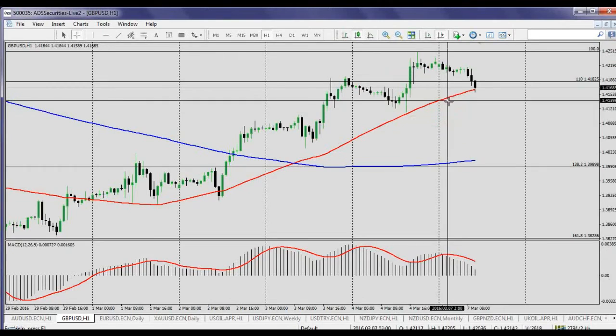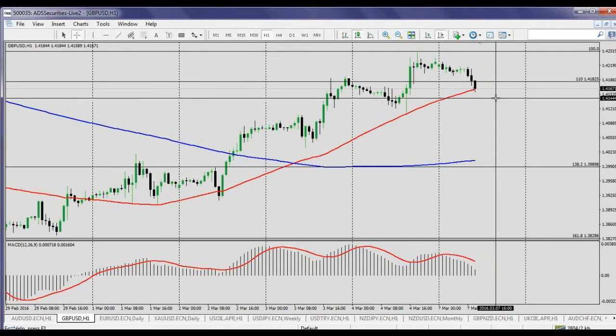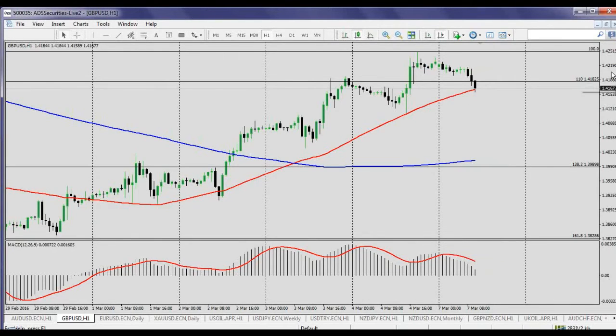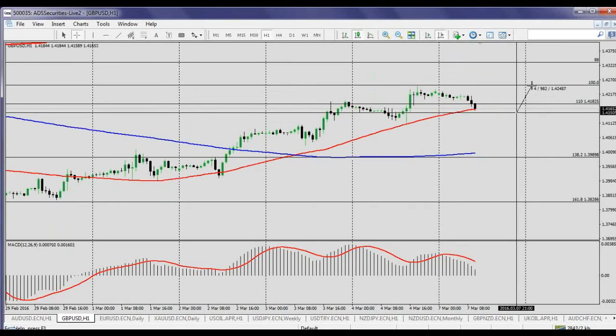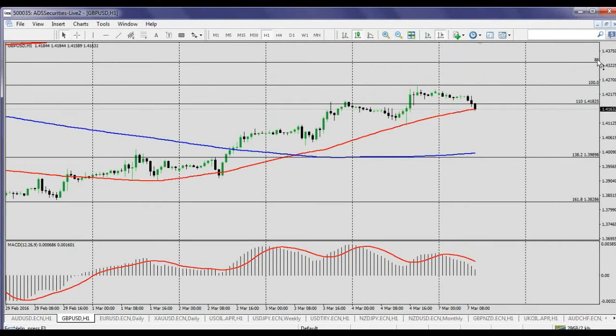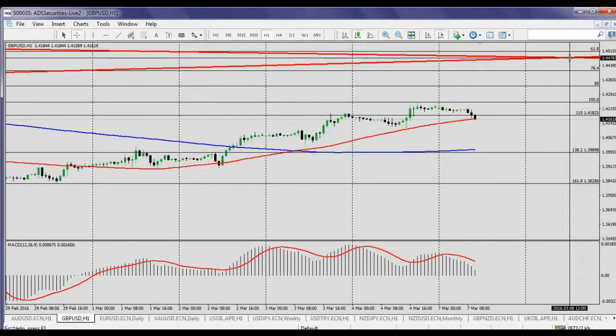So what we will be looking for at this given moment is possibly a test towards 141.44 level, and from here we will be looking for long opportunities, and our long opportunities will be to 142.48 level, 143.39 level, and as we said, 144.80 level more or less.